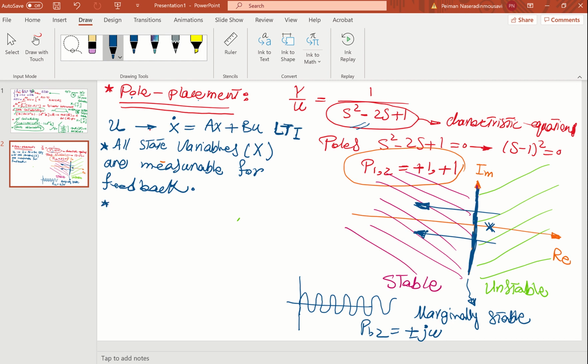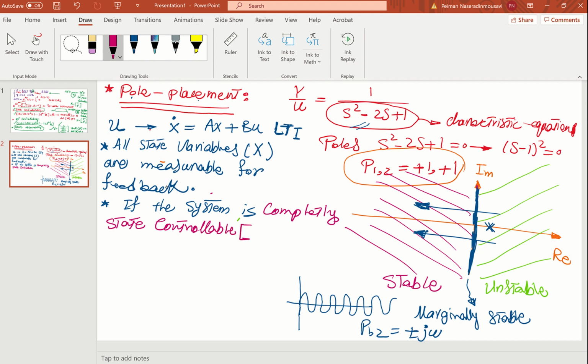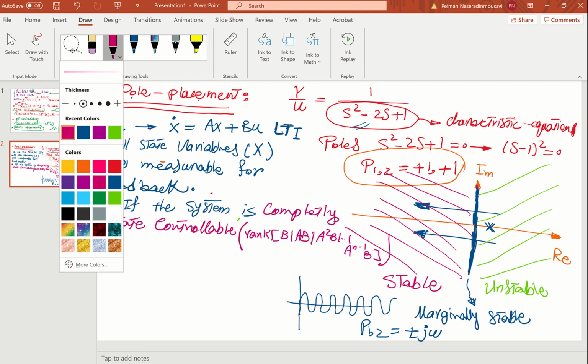That's right. Second is, if the system is completely state controllable, which means that you have to check the rank of this matrix: B, AB, A squared B, until A to the n minus 1 B. You have to check the rank of this matrix. Is it completely state controllable?